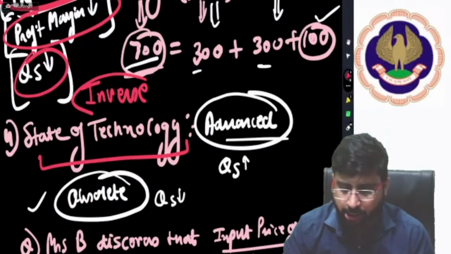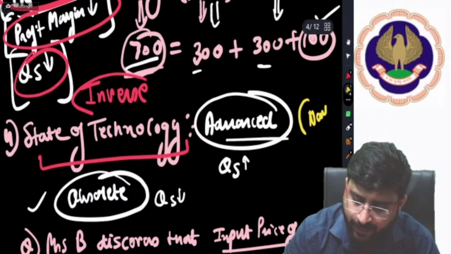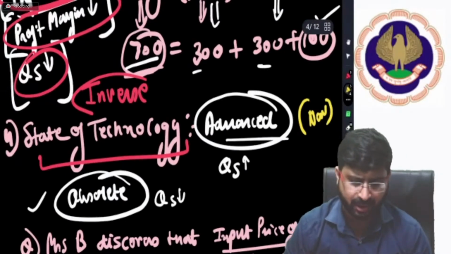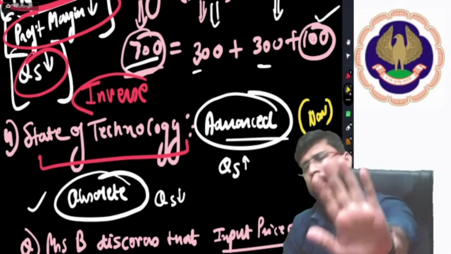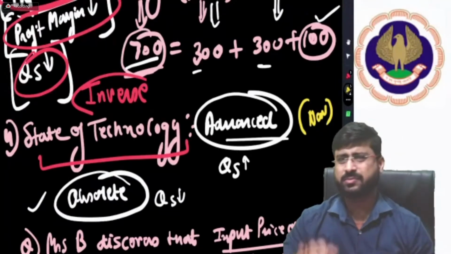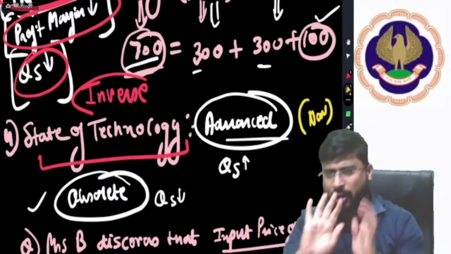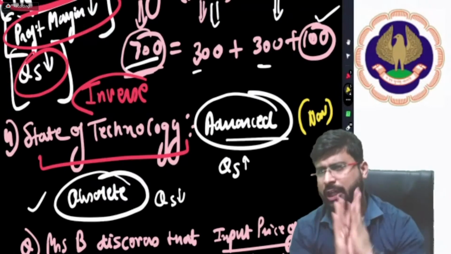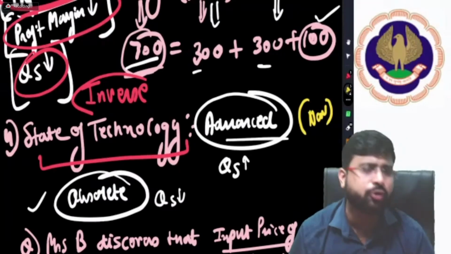Advanced means new technology. Obsolete means old technology. You all tell me, if you are using new technology, what do you think will happen to supply? Will the supply rise or fall?